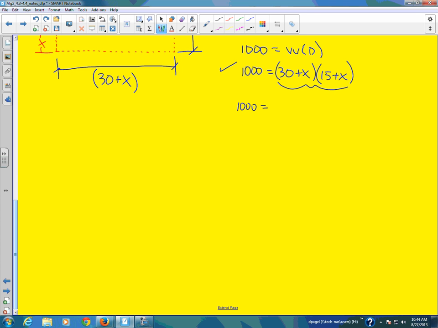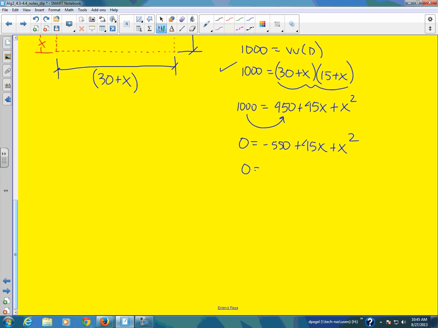If we did that, foiling, we get 450, 30 times 15. And then we have 30x and 15x, 45x's, and then x squared. Now I can see if I move the 1,000 over, I'm going to get negative 550 plus 45x plus x squared. Now I'm in a place where I see a 0. That's good because now we can factor this thing if it's factorable. All right, I think it's factorable.